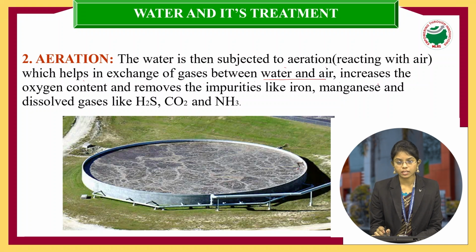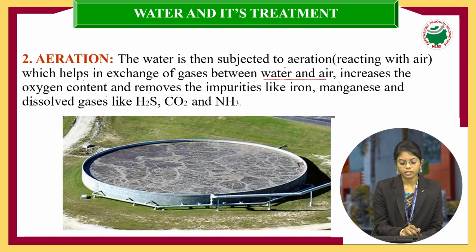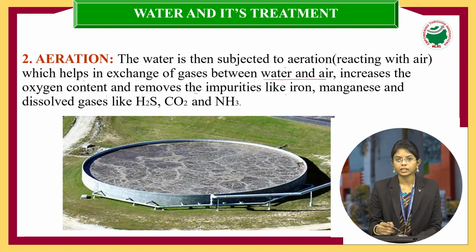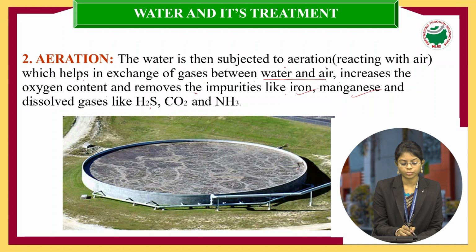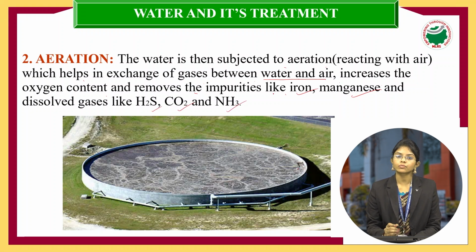Now this increases the oxygen content and removes impurities. In the aeration process, from the water we can remove impurities like iron, manganese and dissolved gases like H2S, CO2 and NH3. These are the gases which we can remove from the water in the second step, that is aeration. Aeration is nothing but the exchange of gases between the water and air.